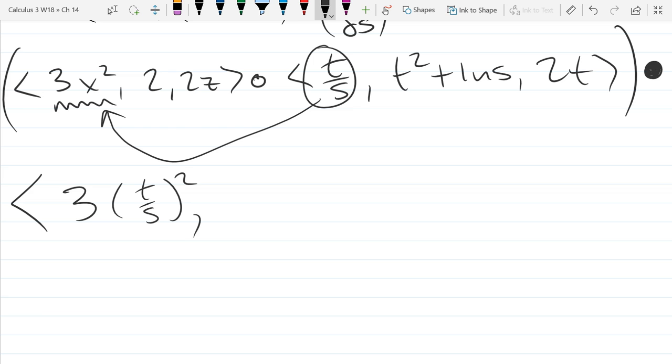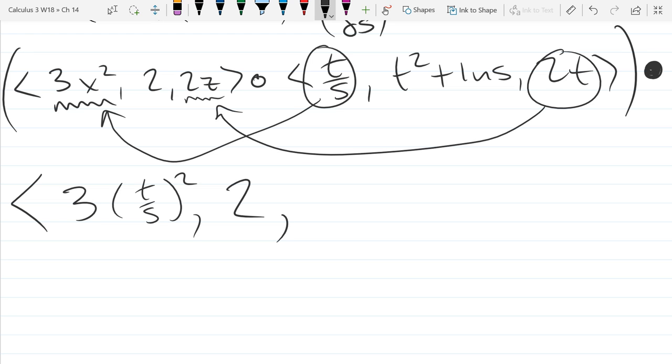Second coordinate, there's nothing to do, just 2, it's constant. Third coordinate is 2z. So what do I fill in for z now? 4t. Or just for the z part? Oh, just 2t. 2t. So this is our composed vector function, and it should be a function of s and t. The output should be the same dimension as our original gradient was in. So it's outputting to three dimensions with two-dimensional input, s and t.